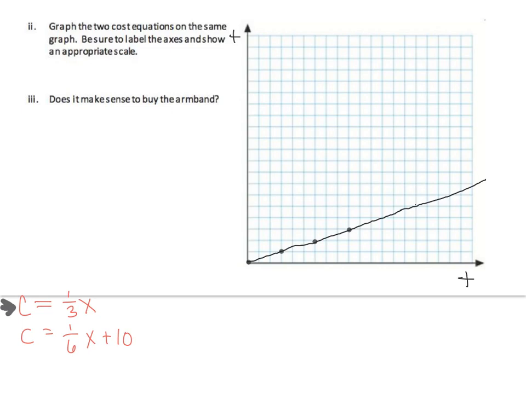All right, now we have the cost of an armband. I have a y-intercept of 10. 1, 2, 3, 4, 5, 6, 7, 8, 9, 10. And my slope is 1/6. So up 1, over 6. Cool. So we're going to go like this.